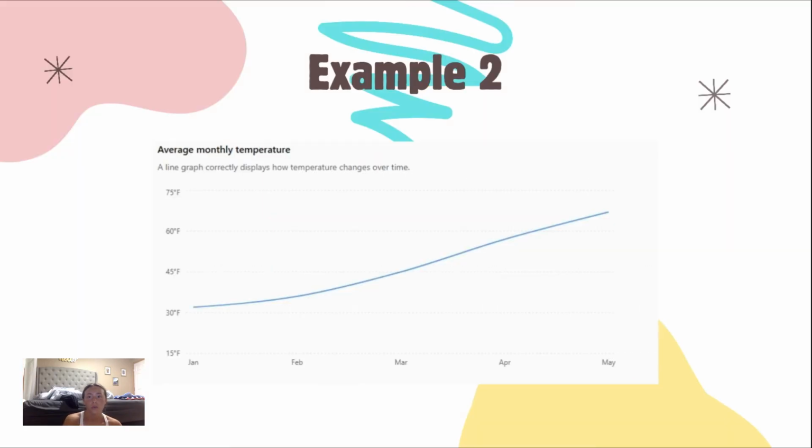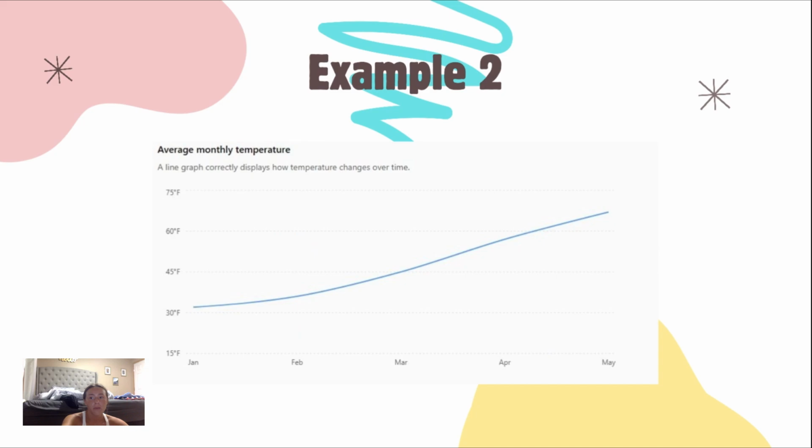For example 2, it is another example of a correct graph. This graph is correct because the time is placed in chronological order on the x-axis. The axes are clearly labeled with appropriate units in degrees Fahrenheit, and the scale is uniform. A line graph is a proper choice for showing how a quantitative variable changes over time. The visual trend accurately represents the underlying data values.